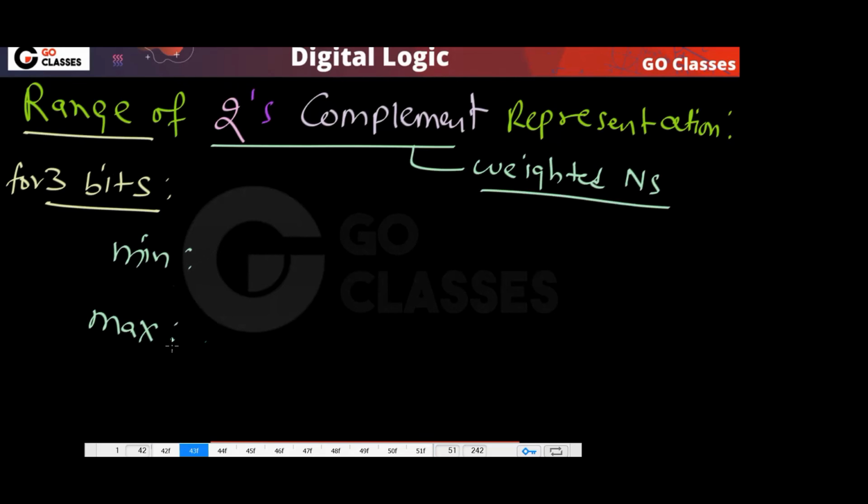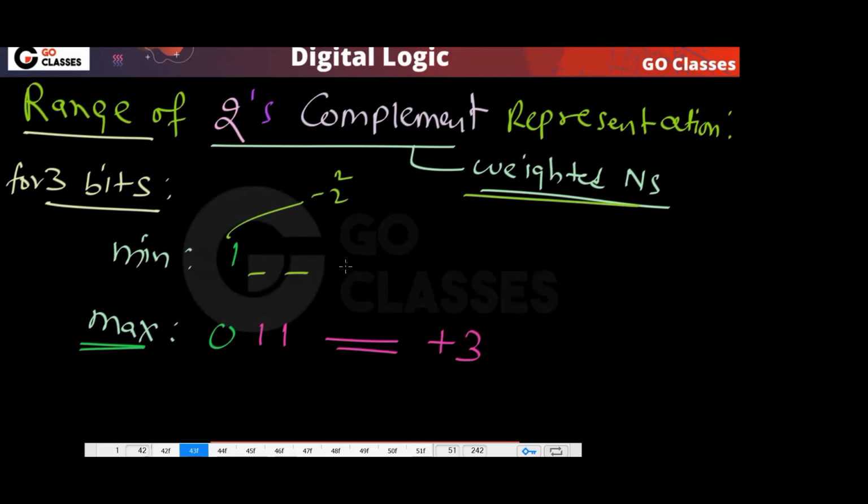So what is the minimum you can create and what is the maximum? Maximum is very simple. You start with 0, and now all the ones you put here, this will be the maximum. For 3 bits, this number is basically plus 3. What is the minimum that you can create? The sign bit is giving you minus 2 power 2. If you want the minimum, don't add anything extra, so just put 0, 0. So this will give you minus 4.